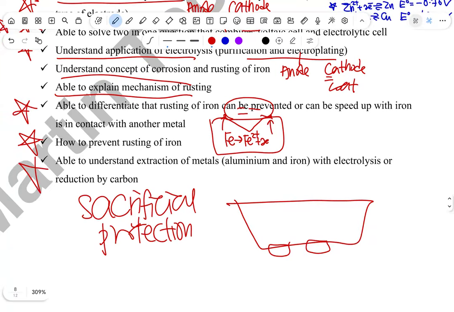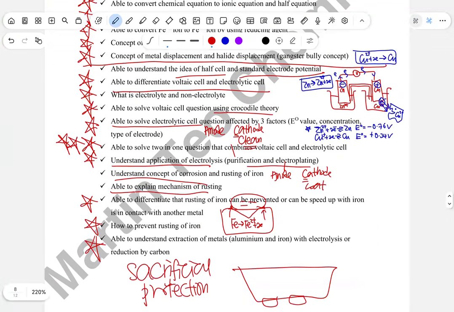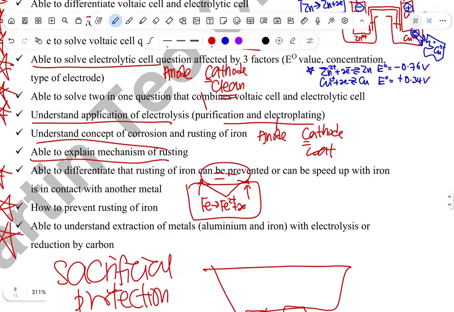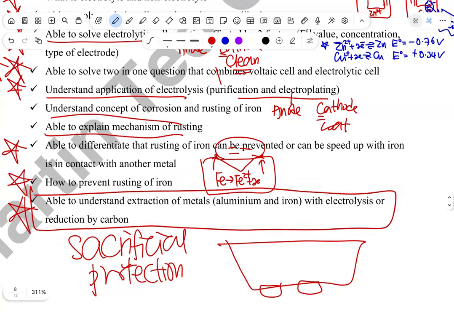Lastly, you must know how to extract the metals. How to extract aluminium, how to extract iron. This is also something you can focus on because they haven't asked this for many years already. I think for the last 4 years, they didn't ask this. Something you can focus a bit more on, but don't worry about those things. After we finish all the revision, when I do the seminar with you all, I'll tell you which subtopics or topics you can slightly focus on this year. I'll tell you that later on.